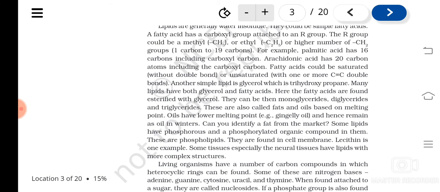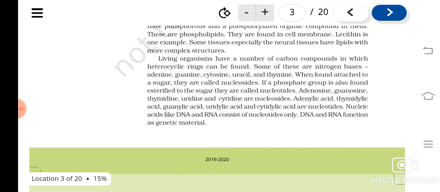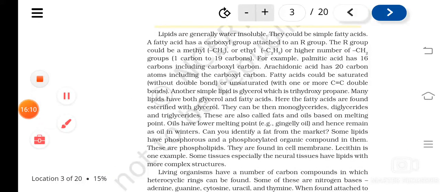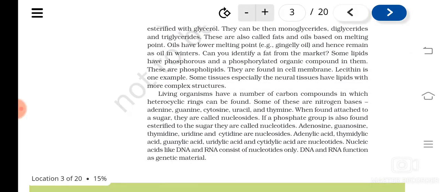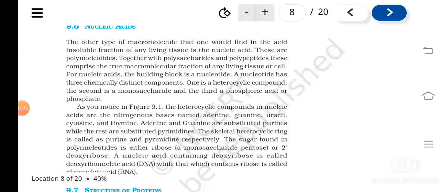So now I have explained the acid soluble fractions. What are the components? I told you about amino acids, and then I told you about the nucleotides. Nucleotides combine to form nucleic acids. Nucleic acids are the polymers of nucleotides. Nucleotide has three distinct compounds.